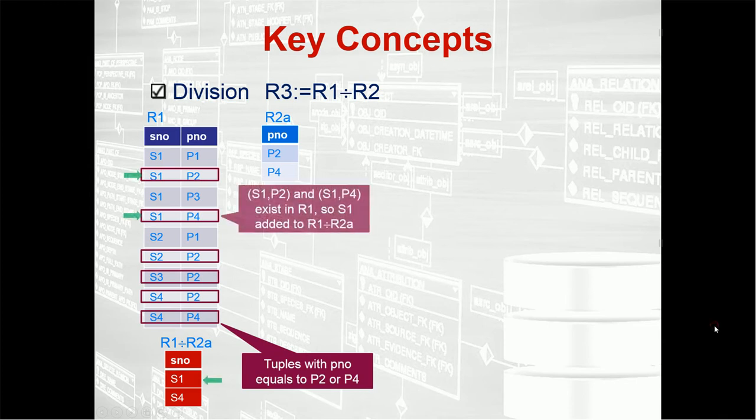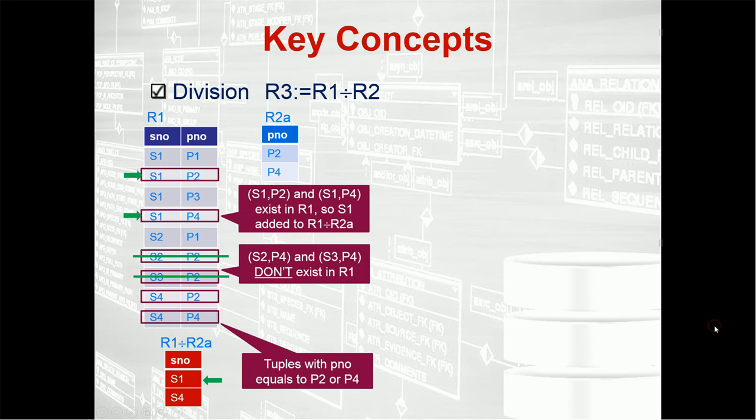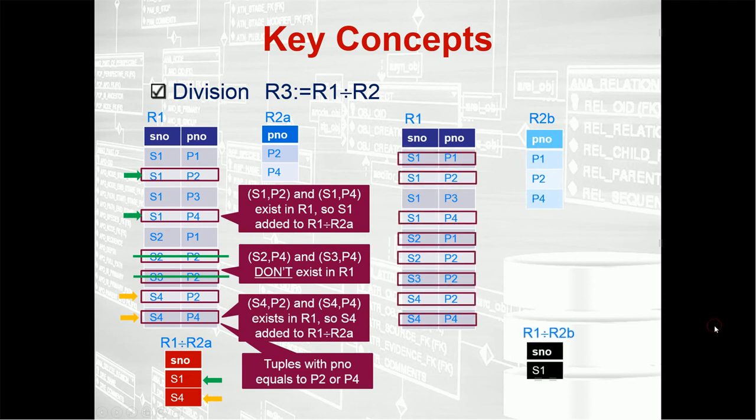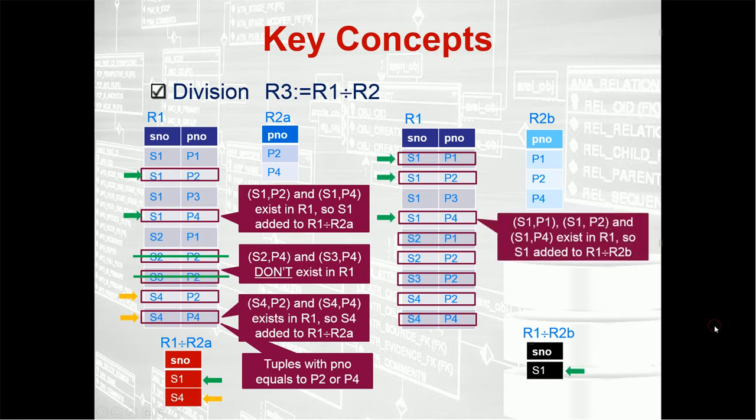When we examine S1, we observe that the pairs S1P2 and S1P4 exist in R1, so S1 is added to the result relation. However, in the case of S2 and S3, note that the pairs S2P4 and S3P4 do not exist in R1. Hence, S2 and S3 are not added to the result relation. Let's look at another example, R1 divided by R2b. In this case, the pairs S1P1, S1P2, and S1P4 exist in R1. Hence, S1 is added to the result relation.